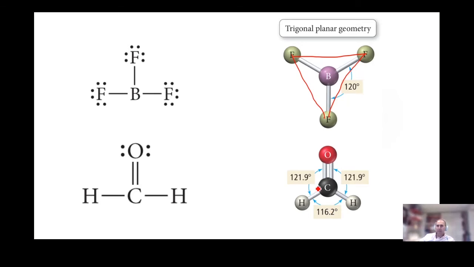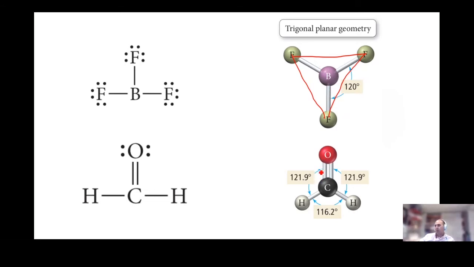Now, there's something worth pointing out here in terms of knowing stuff. The names of all the geometries you're going to need to know, as well as the normal bond angles. So in a regular trigonal planar molecule, this is 120 degrees.